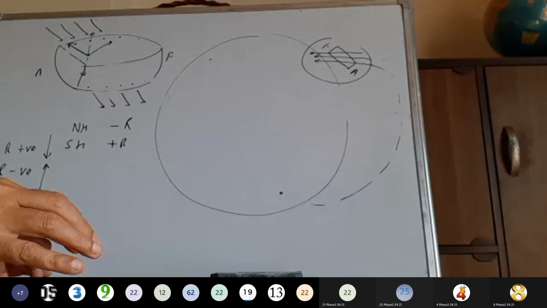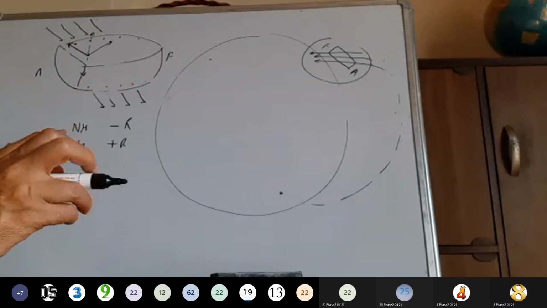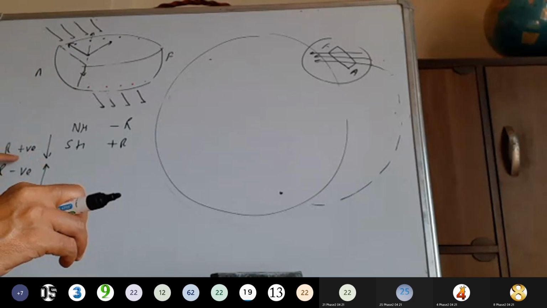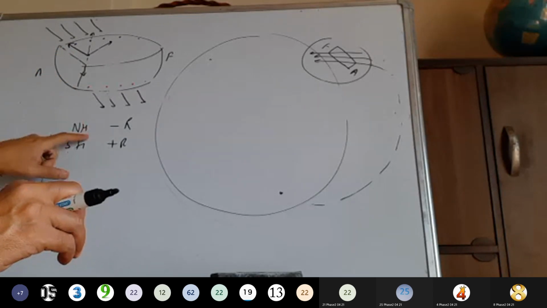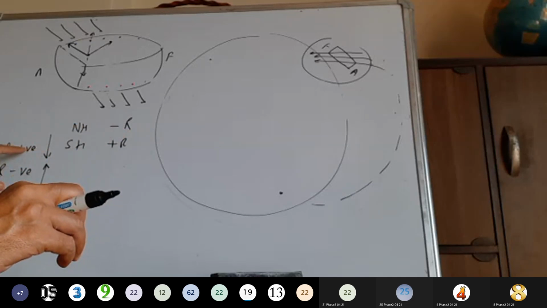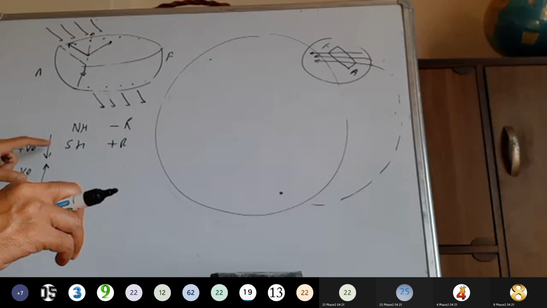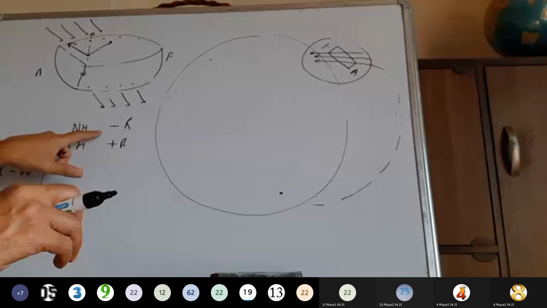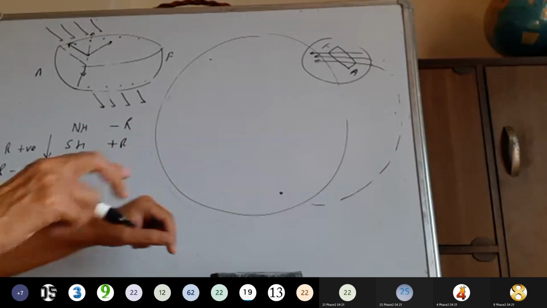Yes, sir. So that is why in the northern hemisphere, you will always have R acting vertically downward. That means in the northern hemisphere, you will have minus R. Vertically downward means plus R, and vertically upward means minus R. And that means in the northern hemisphere, you will always have minus R.